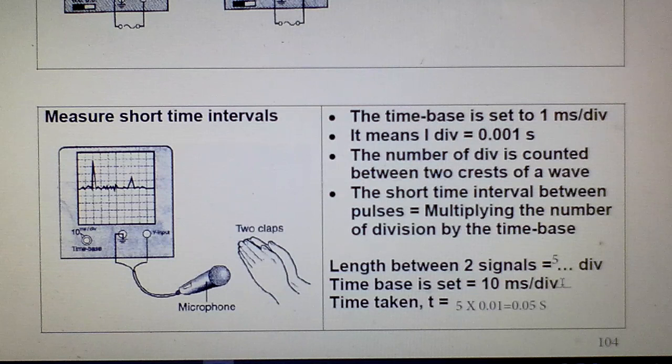Millisecond must be changed to second. So the time taken is the length between two signals, 5, multiplied by the time base. So 10 millisecond converted to second is 0.01. So you get 0.05 second.